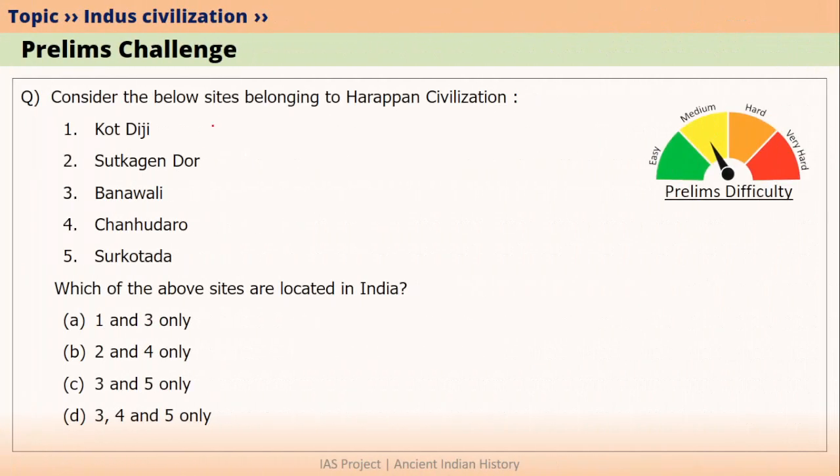Before we go into the lecture, let me ask you a question. Consider the below sites belonging to Harappan civilization. 5 sites have been given here: Kot Diji, Sutkagendor, Banavali, Chanhudaro and Surkotda. The question is, which of the above sites are located in India? If you know the answer to this question, please answer in the comment section. We will be discussing the answer of this question at the end of this video.